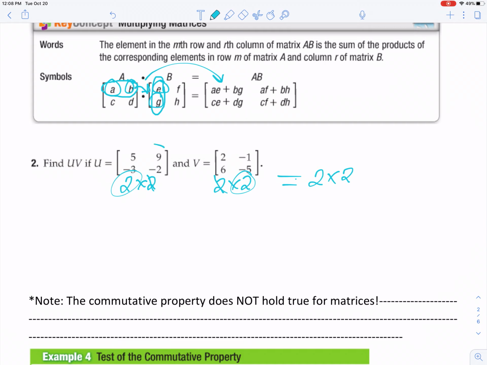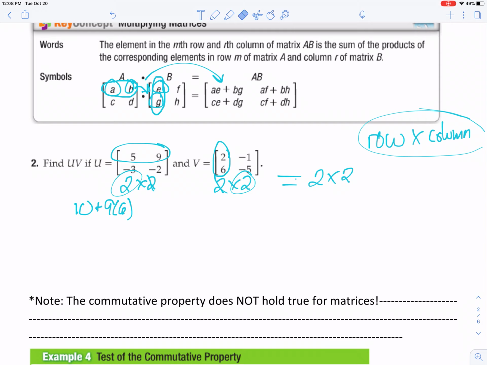So I take the first row times the first column. You might write that somewhere. Row times column. Remember that. So 5 times 2 is 10. Then you'll be adding 9 times 6. I'm going to go ahead and maybe write all of it out here the first time. Because it was the first row, first column, this gets to go in the first row, first column location.